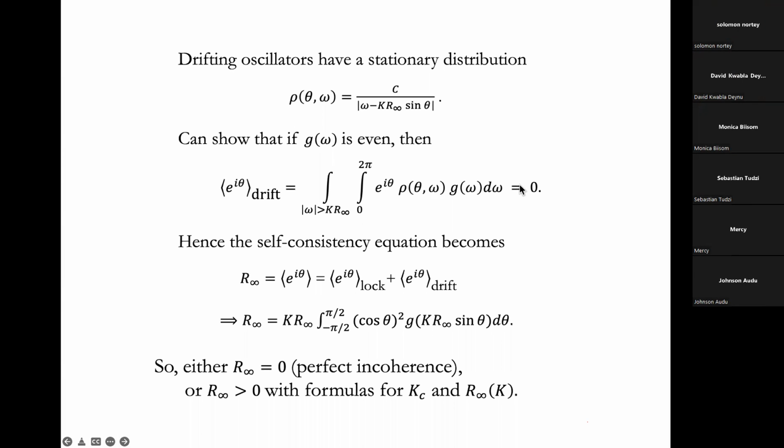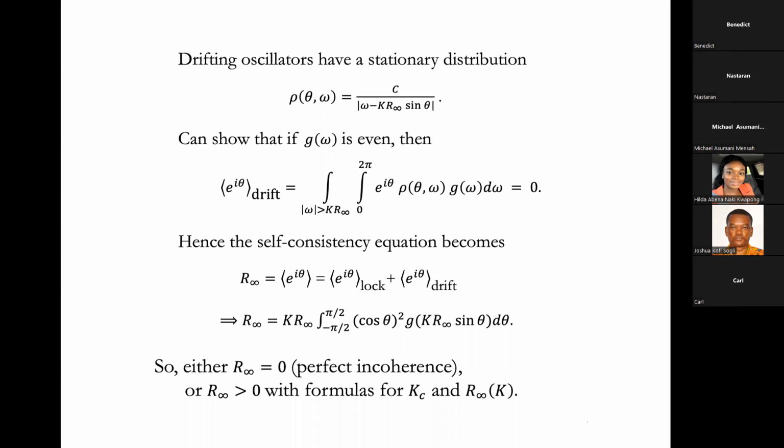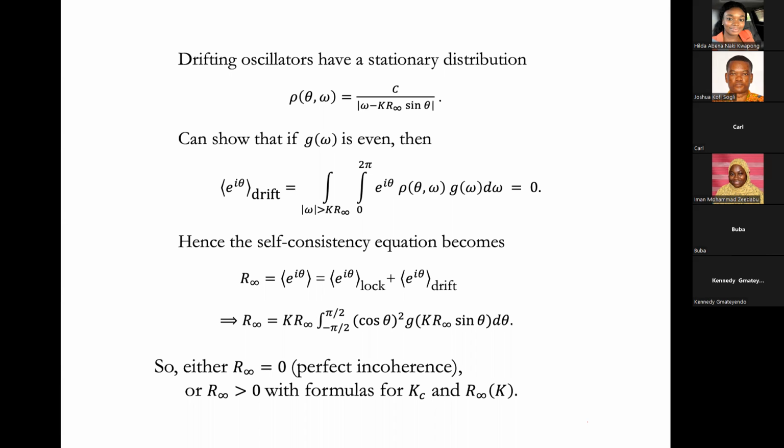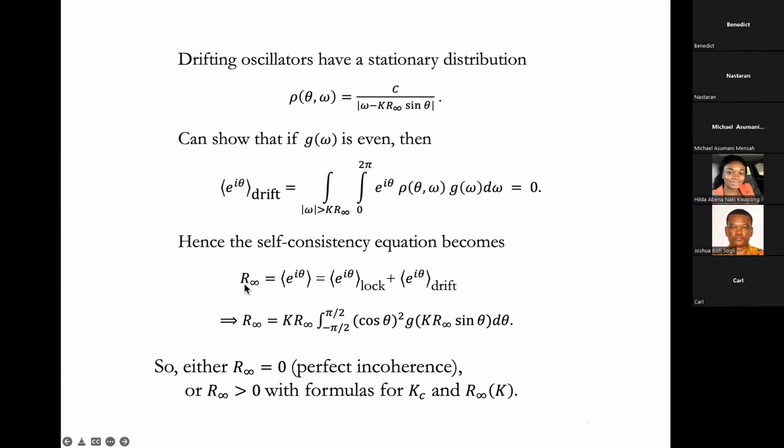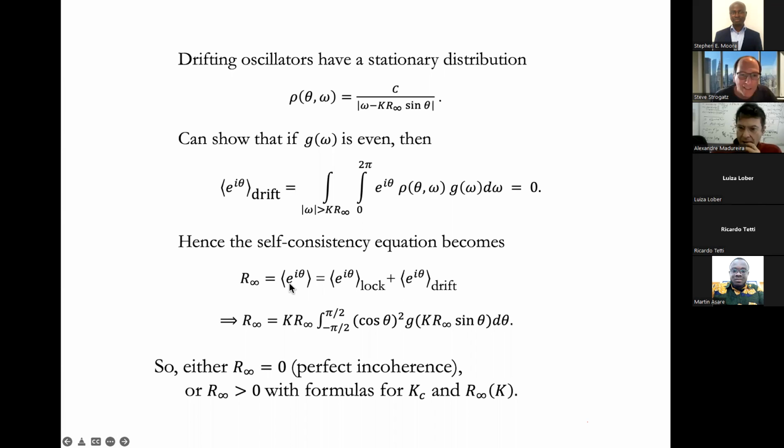But that case is harder, and people have thought about it since then. But taking the simplest case with even G, his self-consistency equation boils down to R infinity is the average of the e to the i thetas. It's just getting a contribution from the locked oscillators because we showed the drifters give 0. And so he ends up getting this equation as the self-consistency equation. And you'll notice that it has R infinity on both sides. So 0 is a solution.